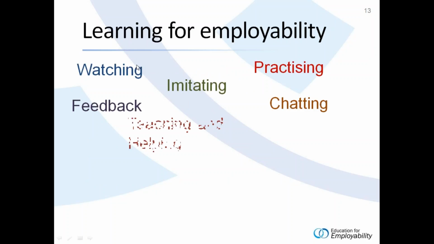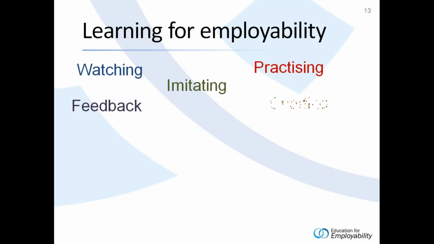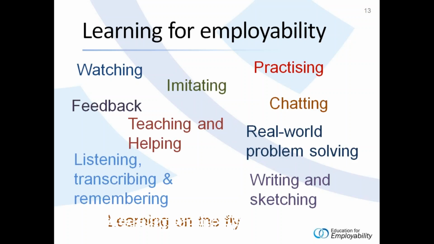Now next is learning for employability. One is watching, then practicing, imitating. Now look one by one. First is watching, then practicing, then imitating, feedback, chatting, teaching and helping, real world problem solving, listening, transcribing and remembering, then writing, then learning on the fly. So this is one by one. This is first on the left hand side, then right hand side, then middle, then left, then right, then middle, then right, then left, then right, then middle. So these are the flows, how the words will be going in the direction, that is the learning for the employability.